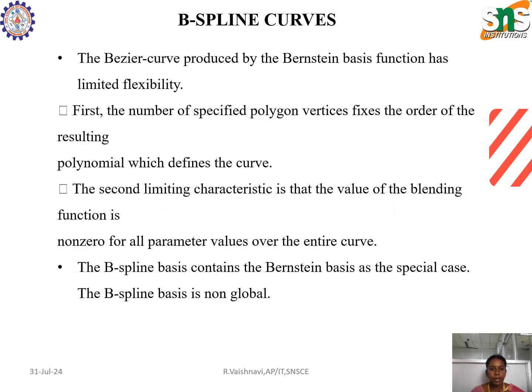Next one, B-spline curves. The Bezier curve produced by the Bernstein basis function has limited flexibility. First, the number of specified polygon vertices fixes the order of the resulting polynomial which defines the curve. Second, the limiting characteristic is that the value of the blending function is non-zero for the parameter values over the entire curve. Then the B-spline basis contains the Bernstein basis as a special case. The B-spline basis is non-global.